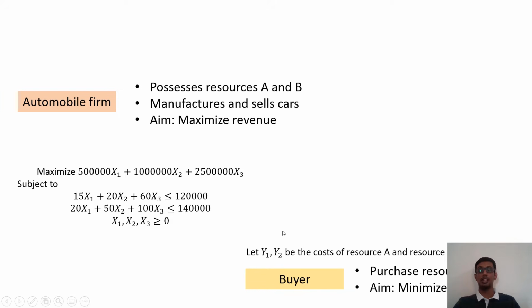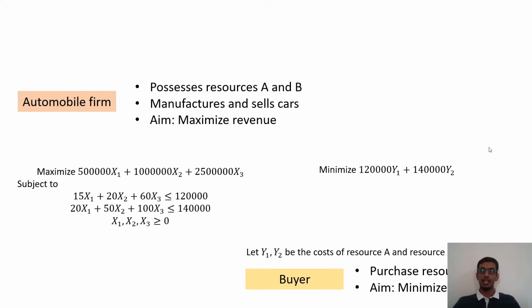You are trying to maximize your profit subject to a set of constraints on resources. Now this buyer is going to come to you and ask you to sell these resources A and resource B at rupees y1 per unit and rupees y2 per unit respectively. And the buyer would try to minimize the cost of purchasing those resources. So it will be 1,20,000 y1 plus 1,40,000 y2 corresponding to the resources available with you, and he is offering you a price of y1 and y2 respectively. So this is the objective function which the buyer will try to minimize.